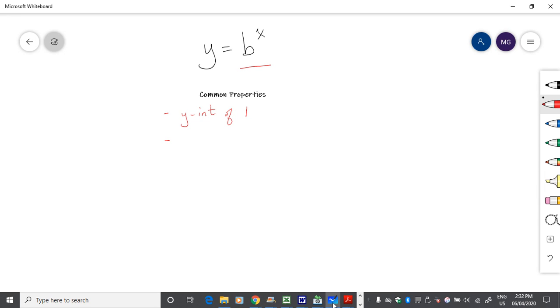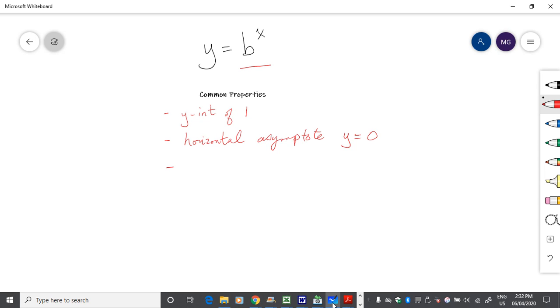Second key property, we have a horizontal asymptote. And hopefully we can remember back to Unit 1 where we examined all of our key functions that we have a horizontal asymptote at y equals 0. It runs right along the x-axis.